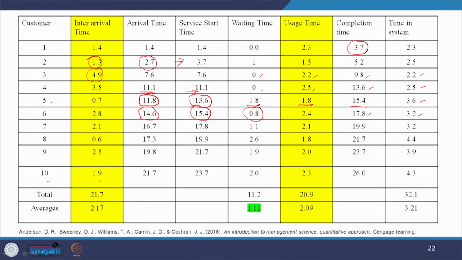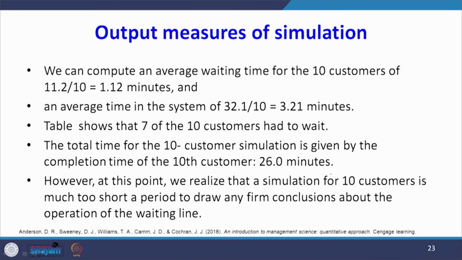Now, you see that the total waiting time is 11.2 minutes. There are 10 customers, so the average waiting time is 1.12 minutes. But what was our requirement? The average waiting time should be less than 1 minute. For 10 customers itself, the average waiting time is 1.12 minutes. How much time is it taking? 26 minutes for all the 10 customers. In the next slide, I will explain the output measures of the simulation.